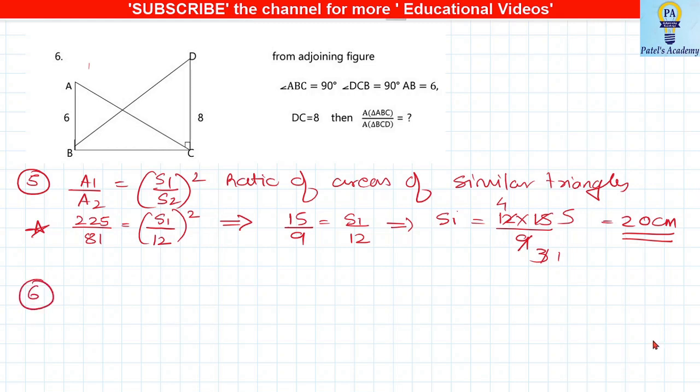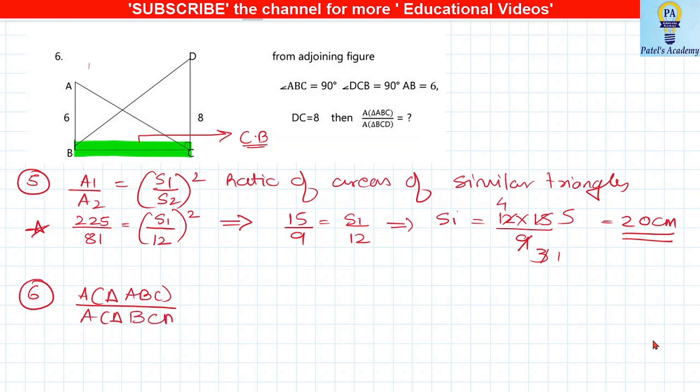Now if you see the figure, BC is nothing but the common base. We'll just write here CB, common base. You have to find the ratio of area of triangle ABC upon area of triangle BCD. Now if you see, the two triangles have common base BC. Okay, 6 and 8 are nothing but the heights. So what I'm going to write down, AB upon DC.